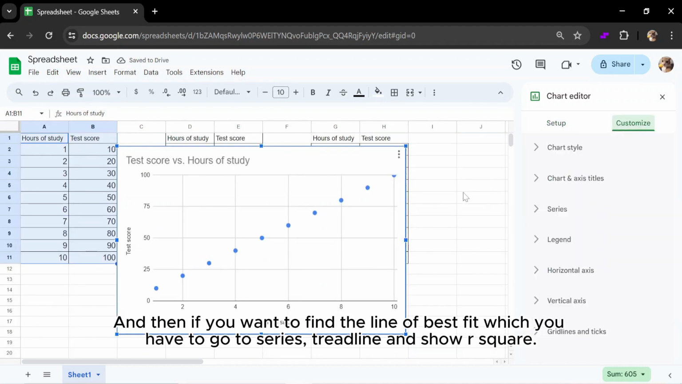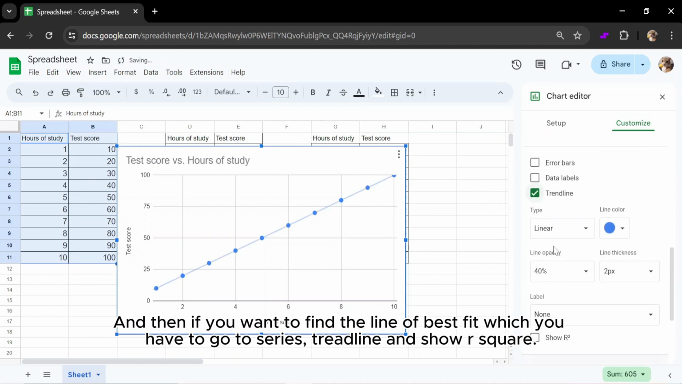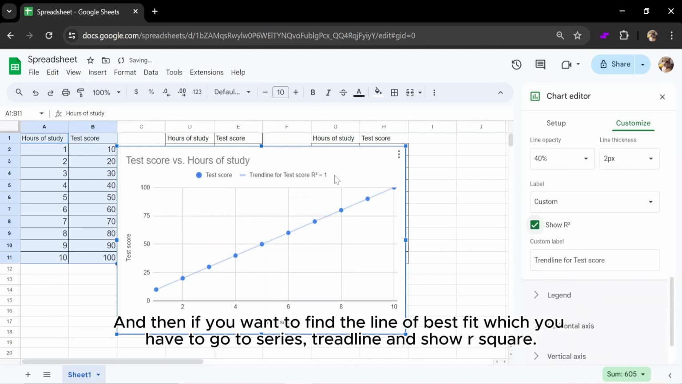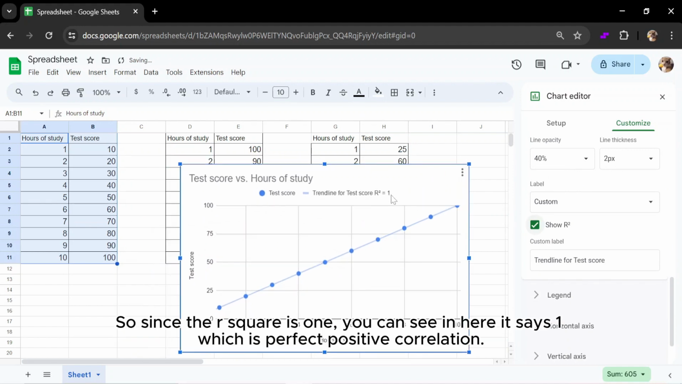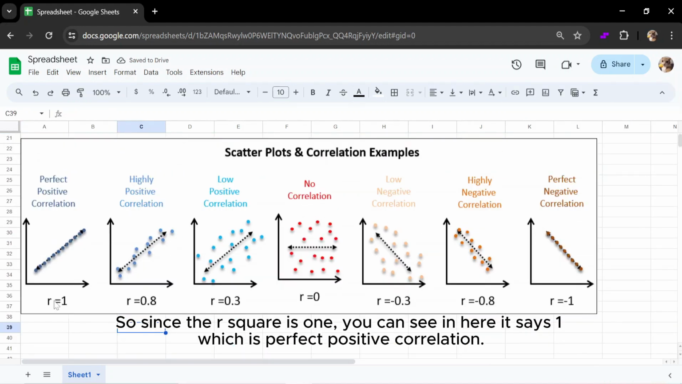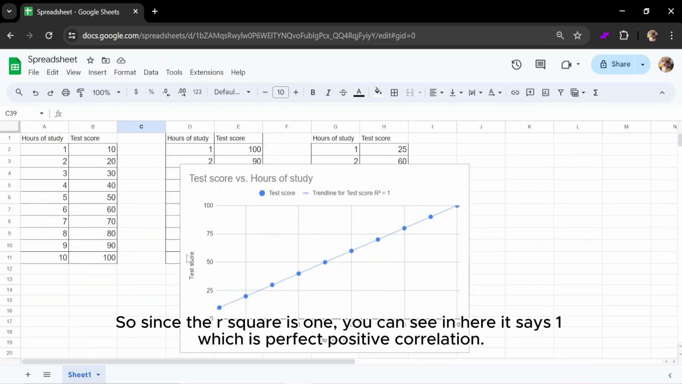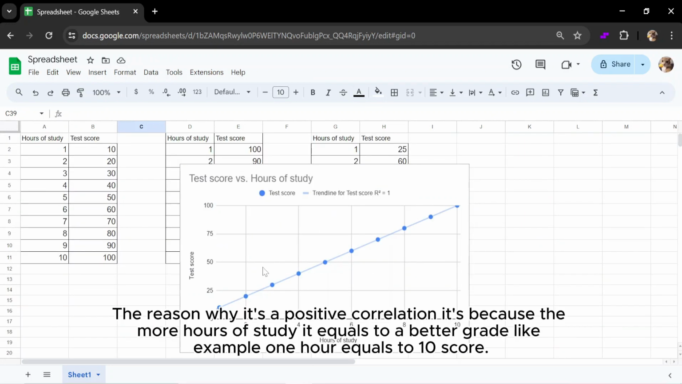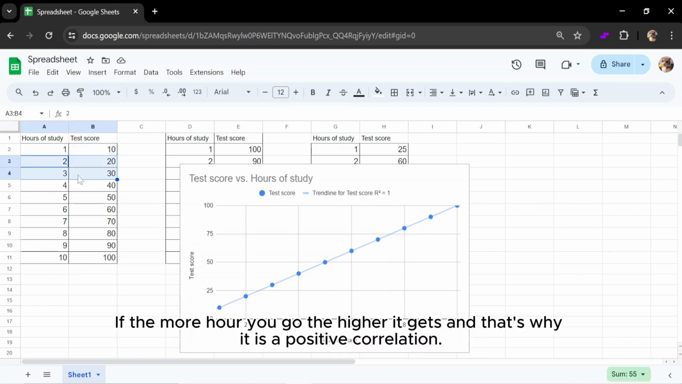And then if you want to find the line of best fit, you have to go to series, trendline, and show R square. So, since the R square is 1, you can see in here it says 1, which is perfect positive correlation. The reason why it's a positive correlation is because the more hours of study, the better the grade. For example, 1 hour equals 10 score. And the more hours you go, the higher it gets. And that's why it is a positive correlation.